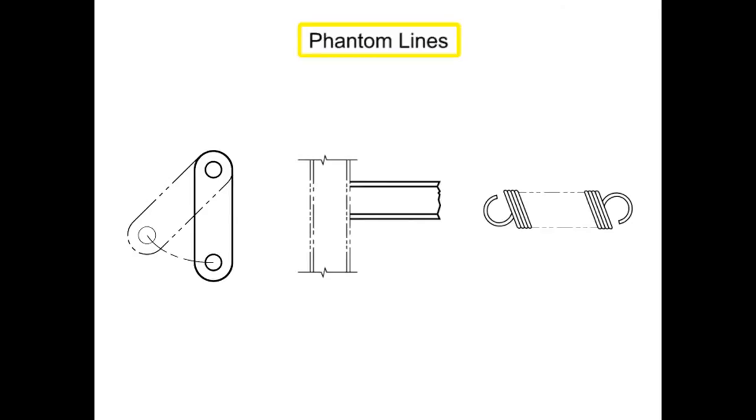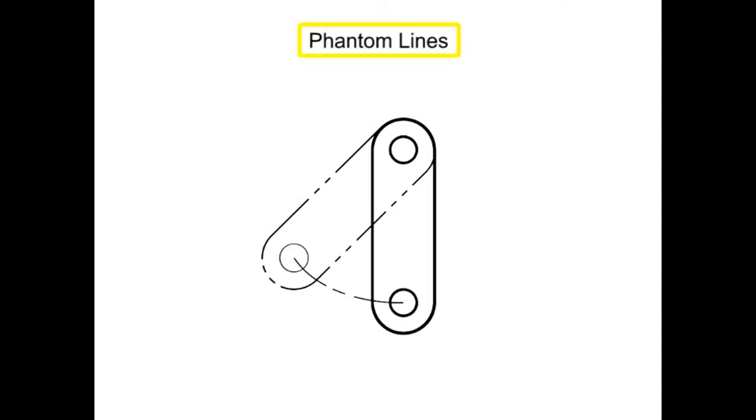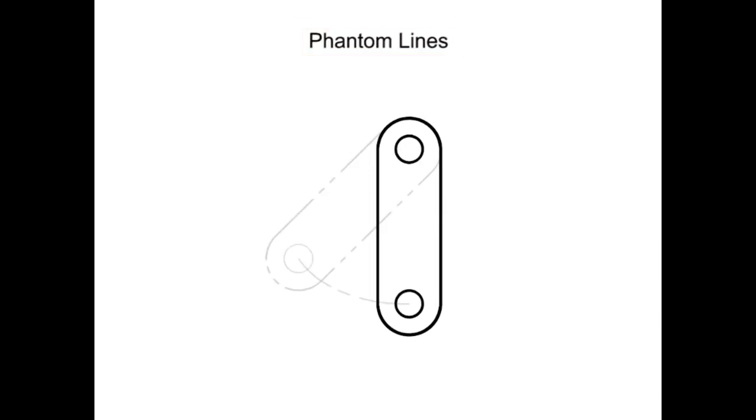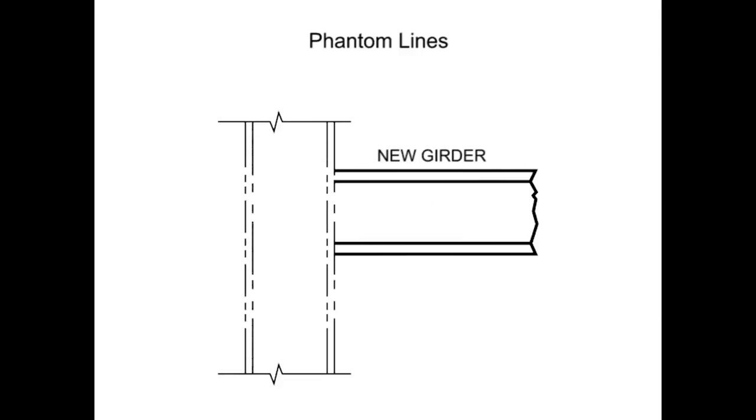They are used in three ways. The first is to indicate the alternate position of moving parts. The second way phantom lines are used is to illustrate the position of related parts to better show how the part interfaces with existing or missing parts.